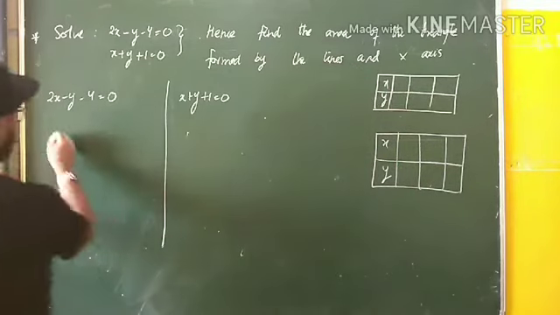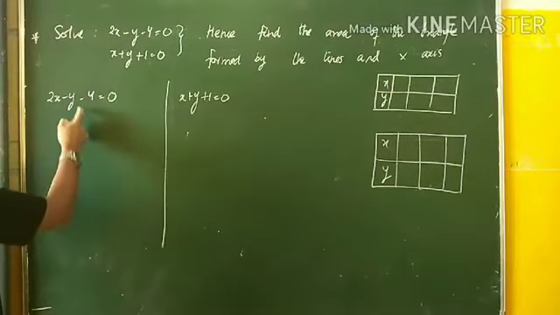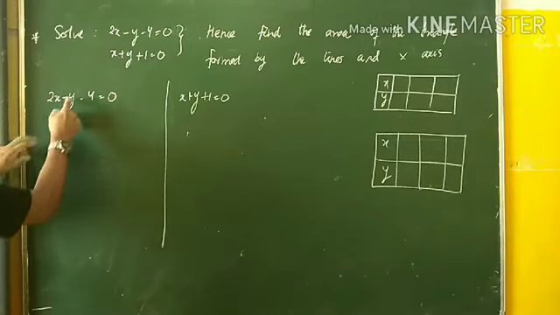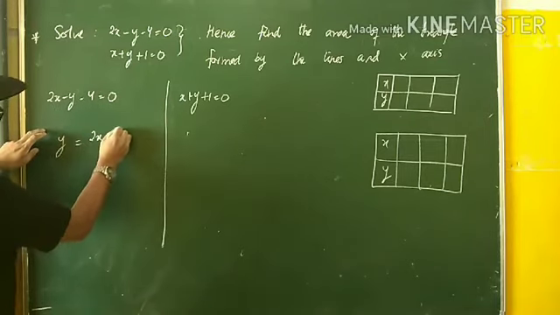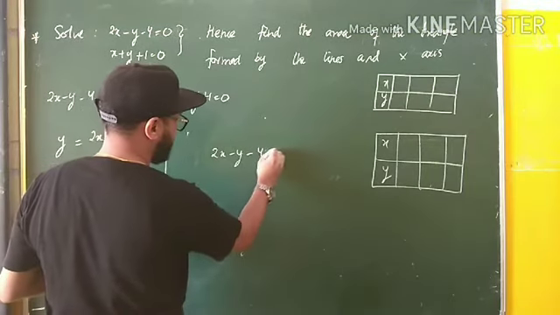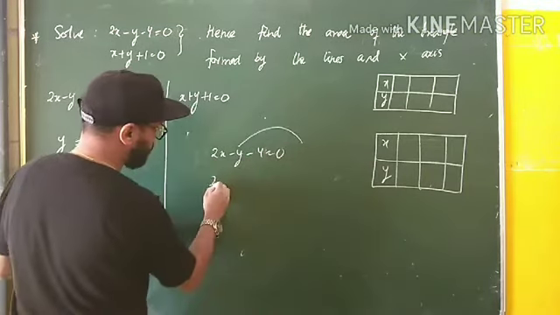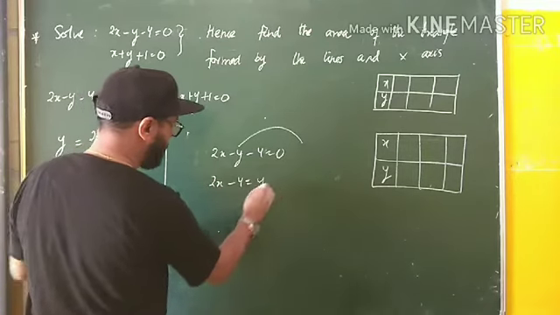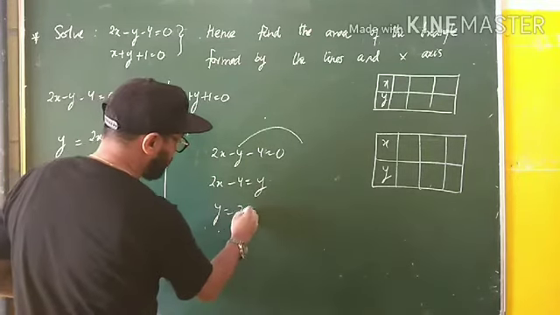So the steps are the same. We'll keep one variable on one side. So if you take y to the other side, y will be positive. So can I write it this way? This 2x minus y minus 4 is equal to 0. Now if you take y to this side, 2x minus 4 is equal to y. If you interchange, y is equal to 2x minus 4.